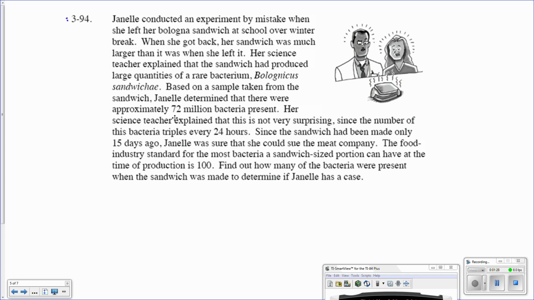some important information that we see here. There's approximately 72 million bacteria present right now. We know the sandwich was made 15 days ago, and that the bacteria triples every 24 hours. So since it's tripling every 24 hours, we know it's going to have some sort of exponential growth. I'm just going to jot some notes down here on the side.